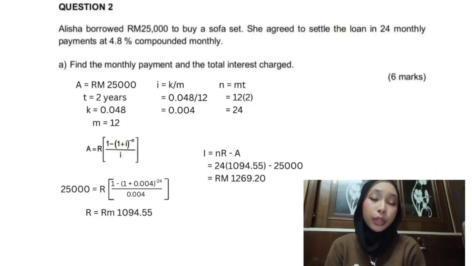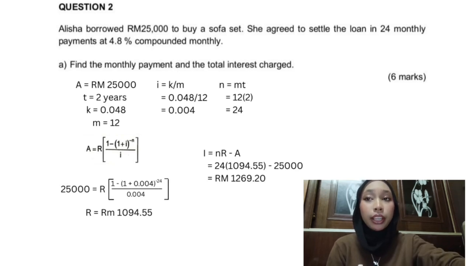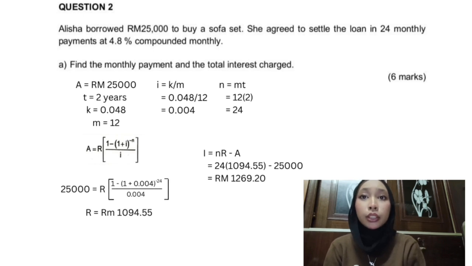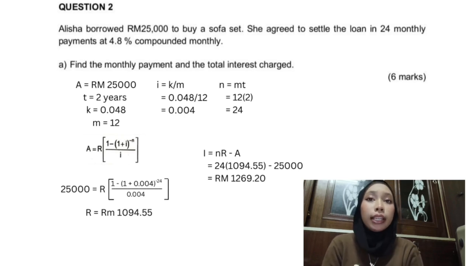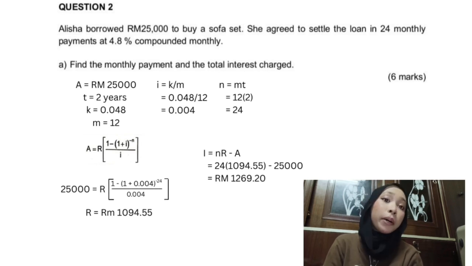Let's move on to question 2, part B. Alisha borrowed 25,000 ringgit to buy a sofa set. She agreed to settle the loan in 24 monthly payments at 4.8% compounded monthly. Question A, find the monthly payment and the total interest charge. So the question already gives you the information, which is A equals 25,000 ringgit. T is 2 years. 24 monthly means 2 years. K is 4.8%, which is 0.048. The M is 12 because it's compounded monthly.